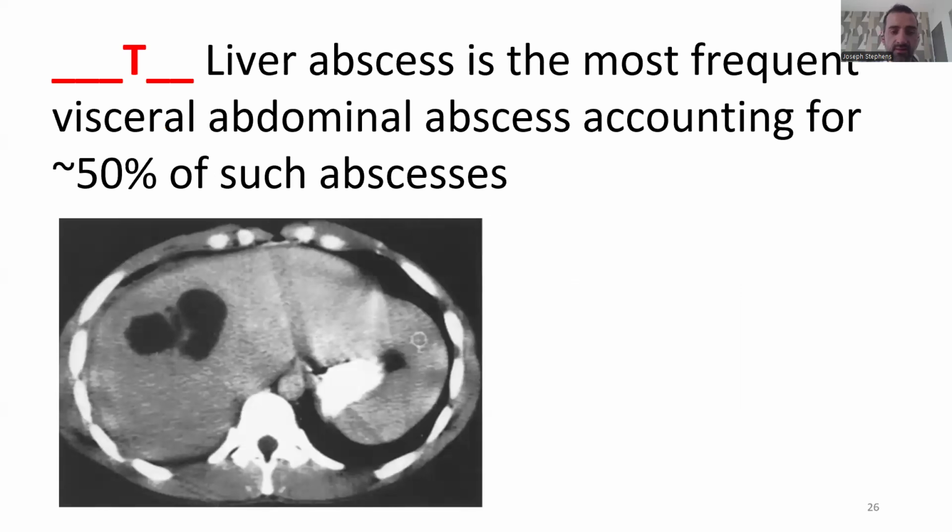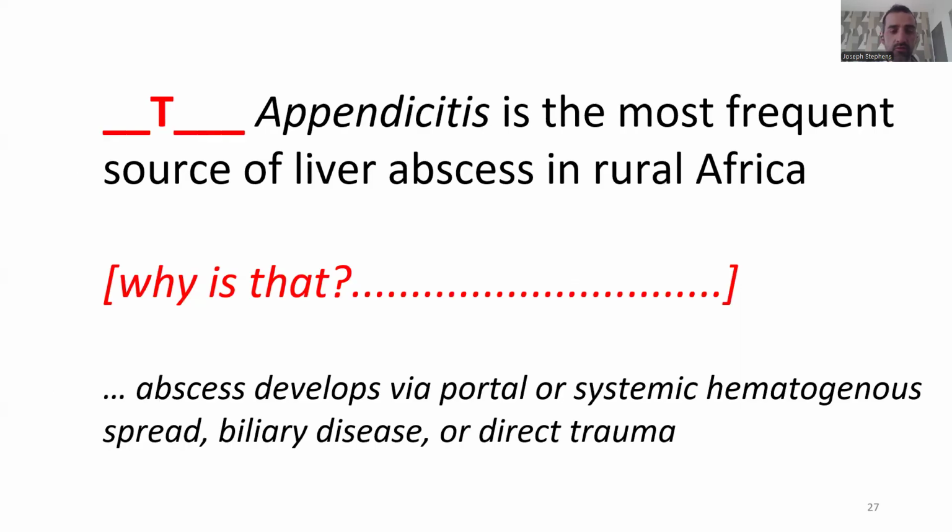True or false, liver abscess is the most frequent visceral abdominal abscess, accounting for about 50% of such abscesses. The answer here is true. True or false, appendicitis is the most frequent source of liver abscess in rural Africa. True. And the reason is that the abscess develops via portal or systemic hematogenous spread, biliary disease, or direct trauma. And appendicitis goes untreated in rural sub-Saharan Africa. So people don't get timely surgical intervention or antibiotics, it bursts and then it can spread.